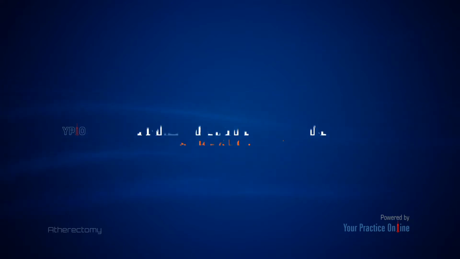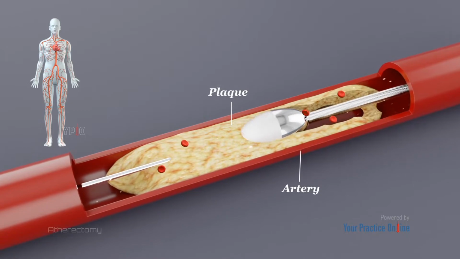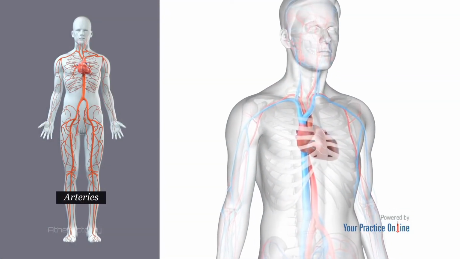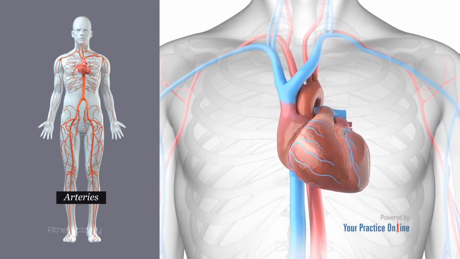Introduction. An atherectomy is a minimally invasive surgical procedure to remove plaque from inside an artery. Arteries are the blood vessels that carry oxygen-rich blood from the heart to all parts of the body. Healthy arteries are normally flexible and smooth on the inside.